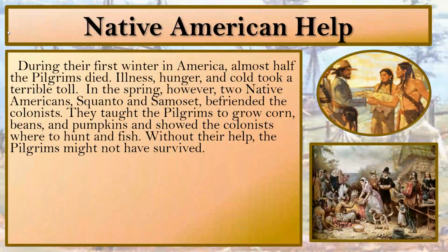Native American help. During their first winter in America, almost half of the Pilgrims died. Illness, hunger, and cold took a terrible toll. In the spring, however, two Native Americans, Squanto and Samoset, befriended the colonists. They taught the Pilgrims to grow corn, beans, and pumpkins, and showed the colonists where to hunt and fish. Without their help, the Pilgrims might not have survived.